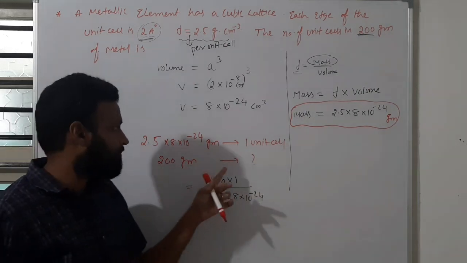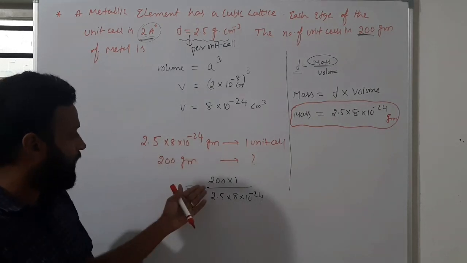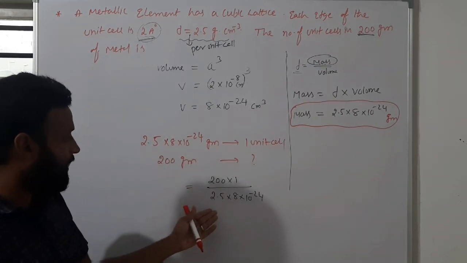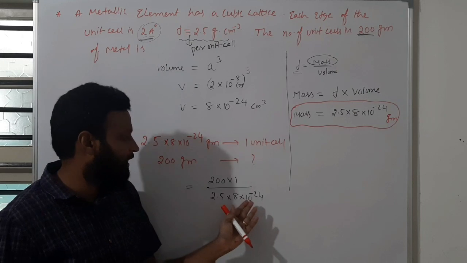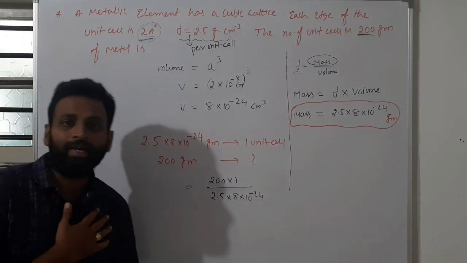So 200 grams consists of how many unit cells? So I have this one, 200 by 2.5 into 8 into 10 power minus 24. Just take a screenshot and write down all these things.